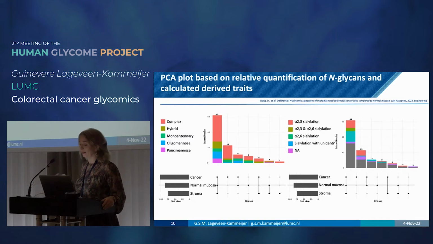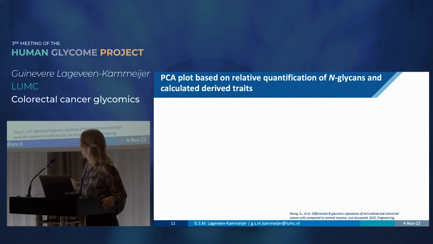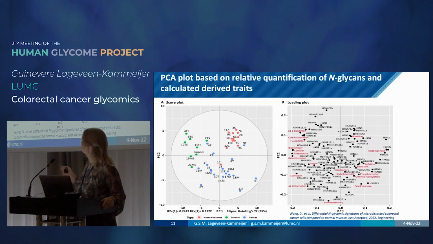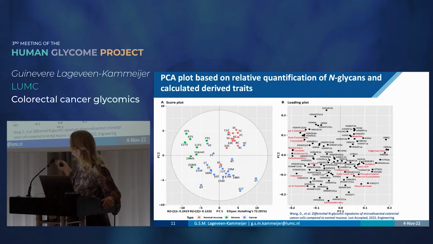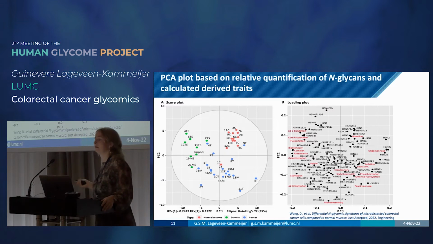Another way of looking at this is, of course, using a principal component analysis. We were quite surprised by how nice the results are. With the normal mucosa, we see a nice clustering of those samples. We see a clustering of the stroma, as well as of the cancer. If we then look at the loadings plot, we can see that the normal mucosa is really clustering based upon bisection, the derived trait where we see bisected glycans.